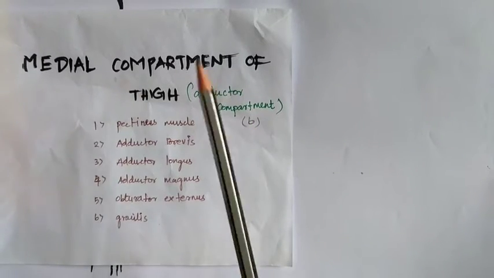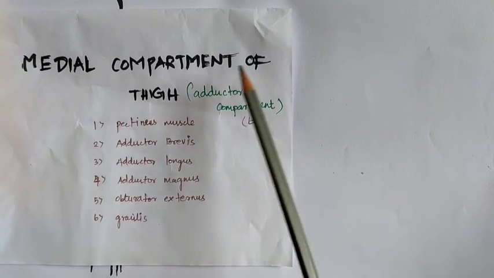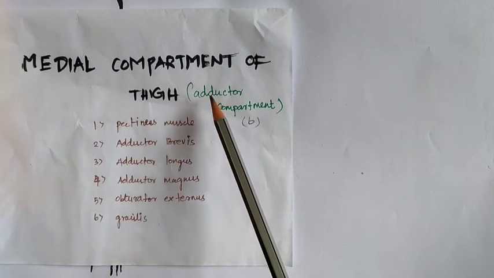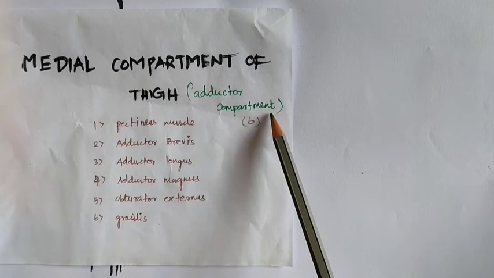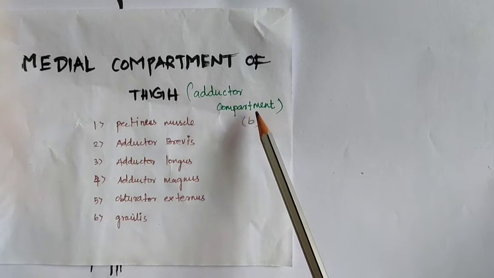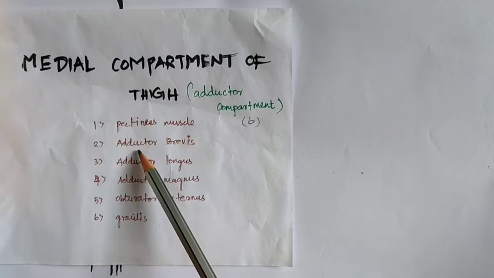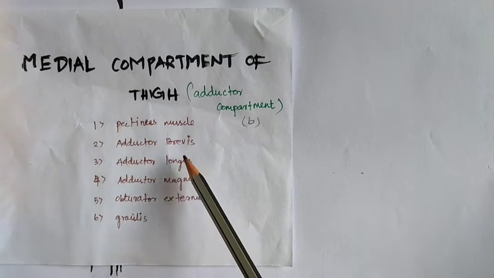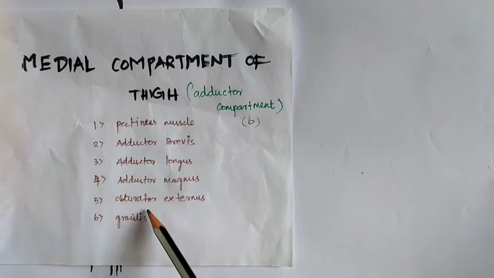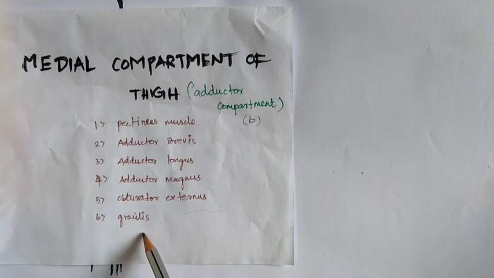Hello everyone. Today we are going to see about the medial compartment of thigh. The medial compartment of thigh is also called the adductor compartment. The adductor compartment has 6 muscles: Pectineus, Adductor Brevis, Adductor Longus, Adductor Magnus, Obturator Externus, and Gracilis.